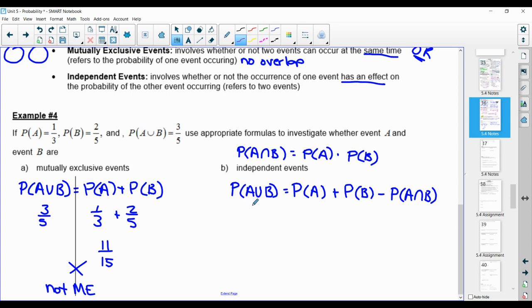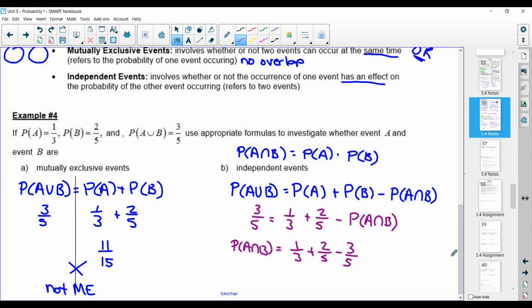So we plug in what we know. The probability of A or B is 3/5. The probability of A is 1/3. The probability of B is 2/5. And we're looking for the probability of A and B. So if we do some rearranging of our equation, we can bring over the probability of A and B, making it positive. And that leaves us with 1/3 plus 2/5, and we're going to bring over the 3/5, so subtract 3/5. And so the probability of A and B is 2/15.